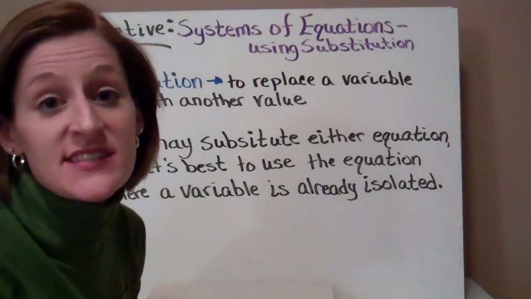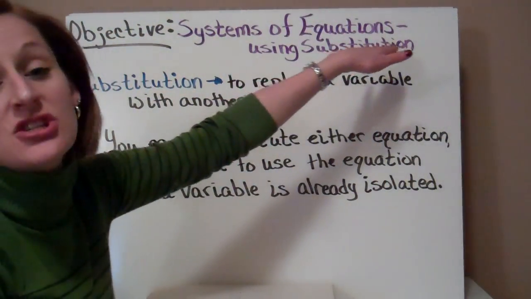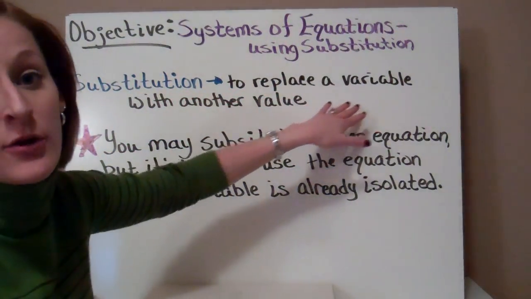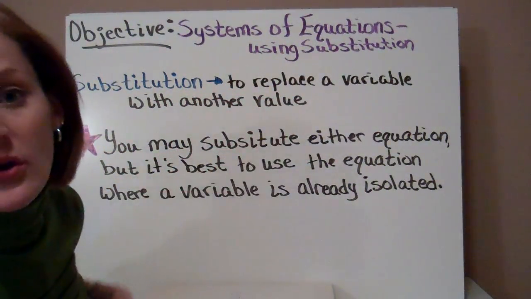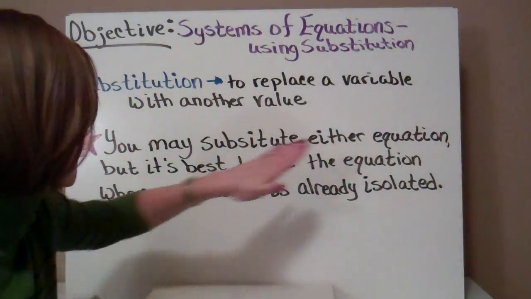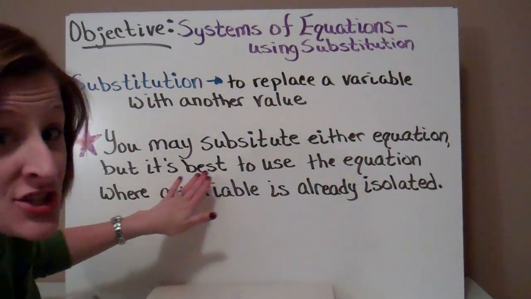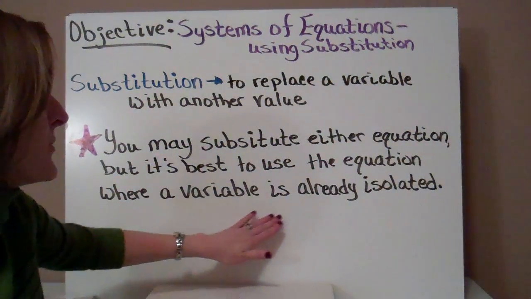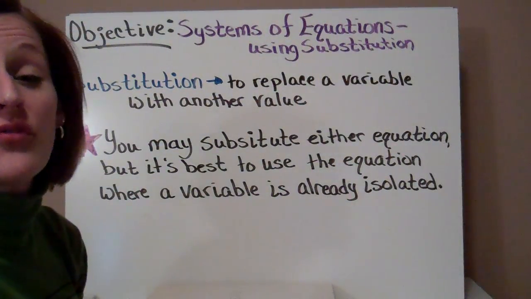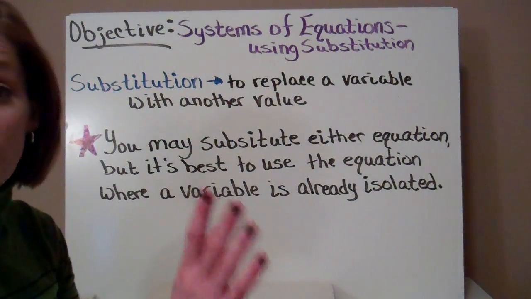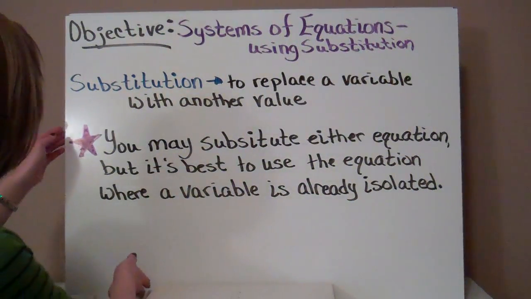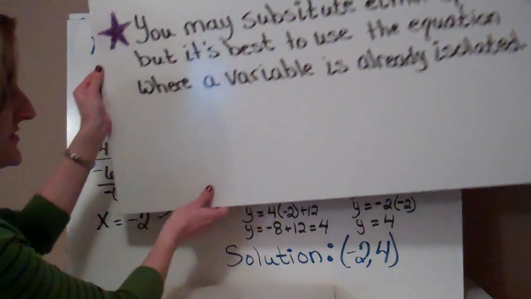Alright, let's look at solving a system of equations by using substitution. Now, substitution is basically to replace a variable with another value or another variable. So you may substitute either equation, but it's best to use the equation where the variable is already isolated. So basically where the variable already has a coefficient of 1. Or it's y equals something or x equals something. It's already solved for that variable. So let's look at some examples.